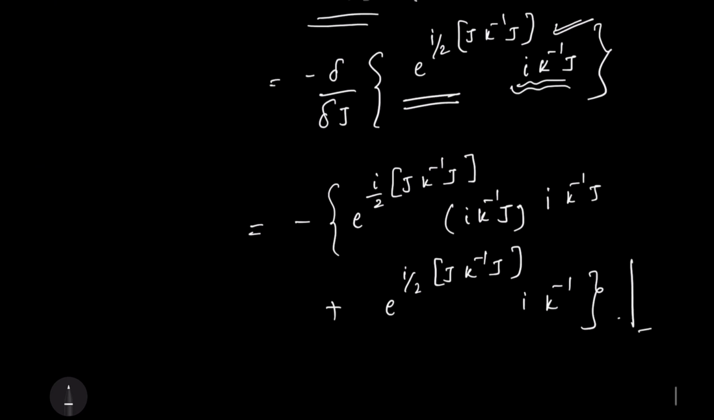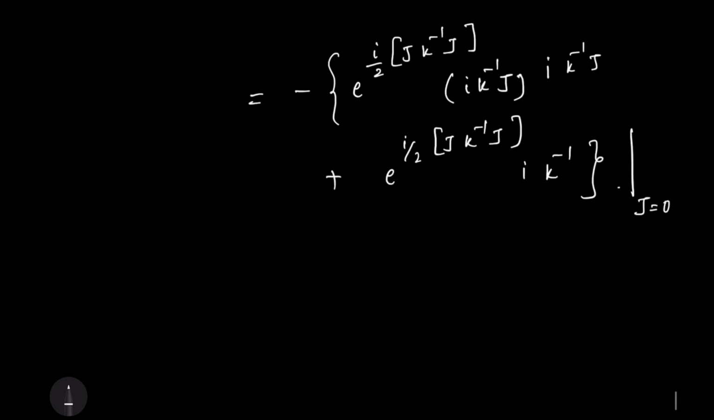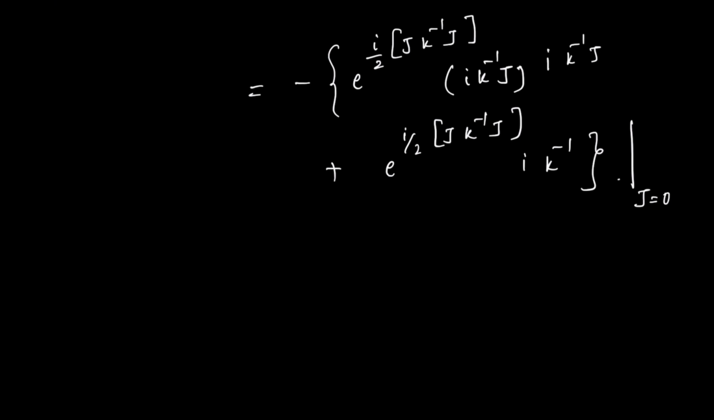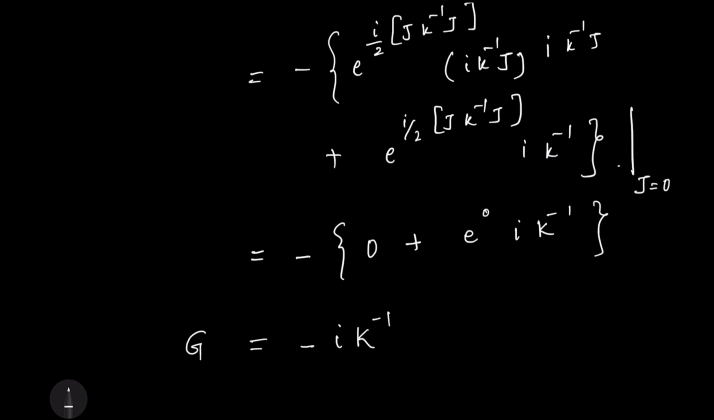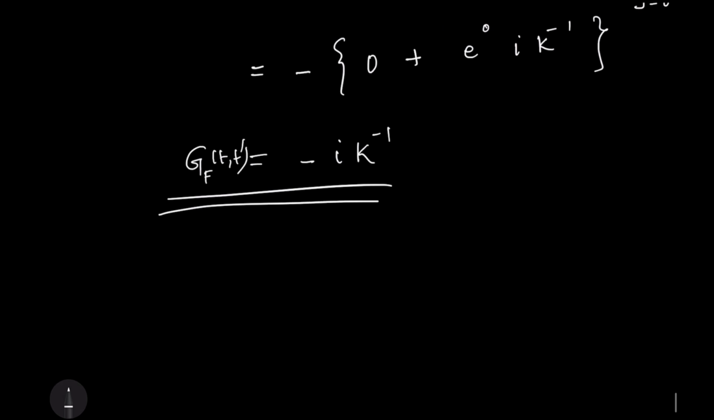Now this derivative is at J equal to 0. So when I substitute J equal to 0, the first term will vanish because there is a J in it. So this is equal to, there is a minus here, and at J equal to 0 the first term will be 0 and the second term will be e raised to 0 times I K inverse. So this will be minus I K inverse. So G_F(t, t prime) is equal to minus I K inverse.